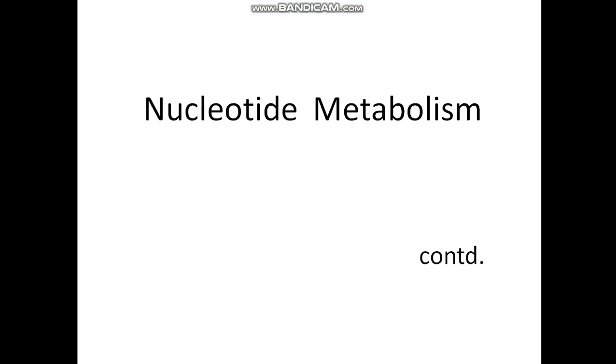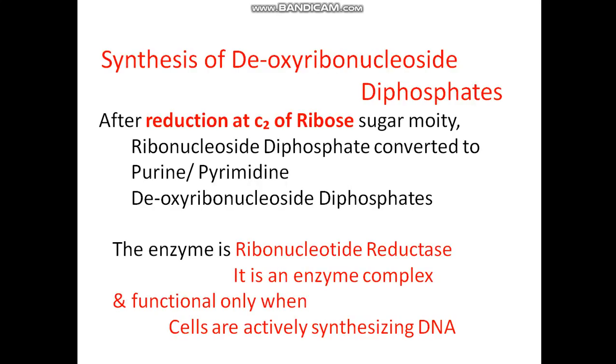Hello, today we are going to continue the nucleotide metabolism. In last class we have discussed the purine synthesis by de novo pathway and salvage pathway, and then their regulatory steps, such as the preparation of active ribose sugar, and then the deficiency of enzyme HGPRT, which leads to the Lesch-Nyhan syndrome.